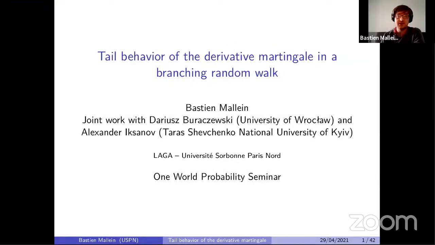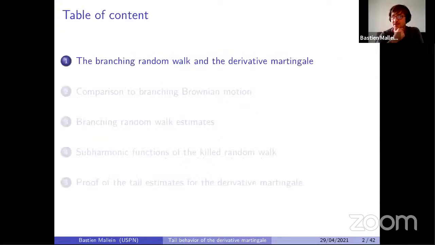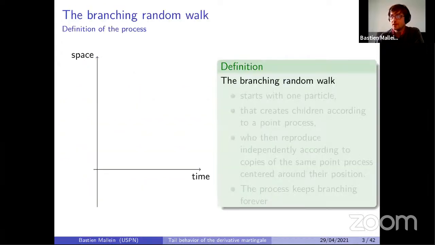We took interest in this upper tail of the derivative martingale. But what I'm going to do in this talk is to discuss a little bit branching random walk and the derivative martingale in the first part, so to describe the objects that I will be working with.